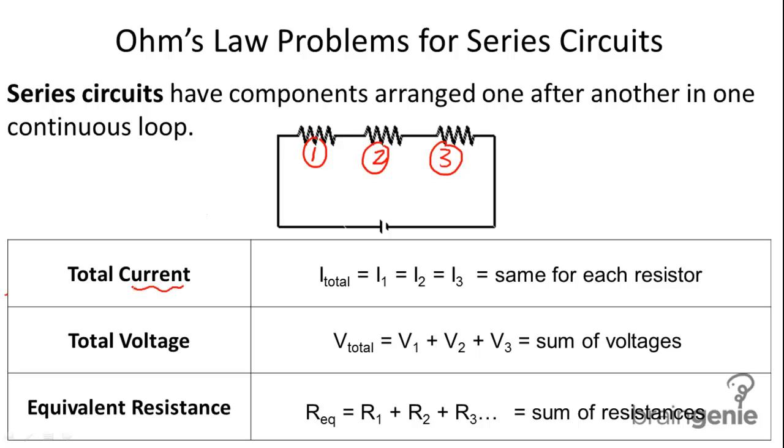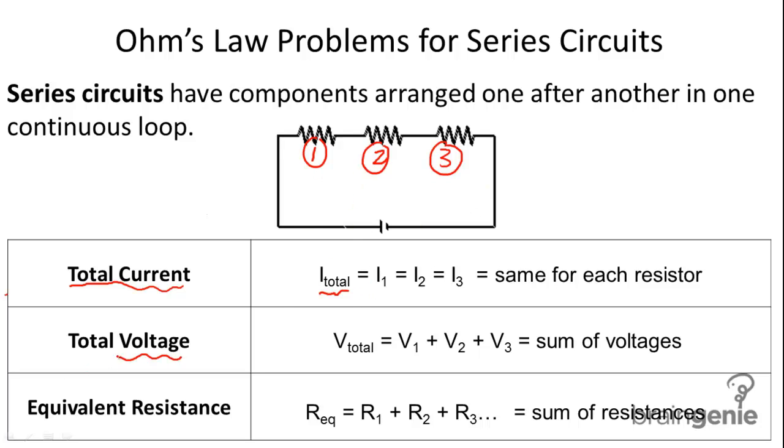When we look at total current, the total current flowing through the circuit is the same as the current for each resistor. So these are all equal. Okay, so the current flowing through 1 is equal to the current flowing through 2, which is equal to the current flowing through the entire circuit. So this is the same.